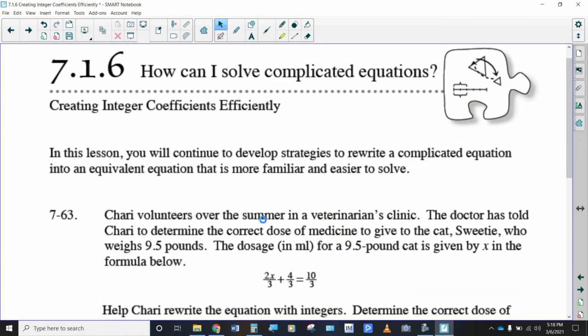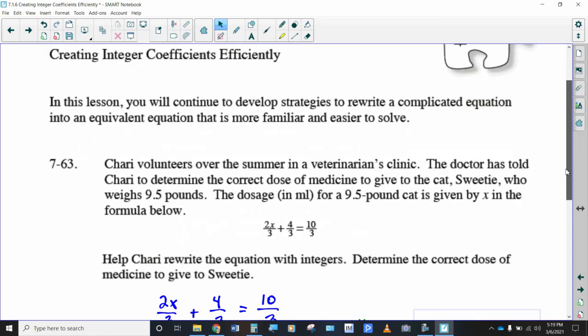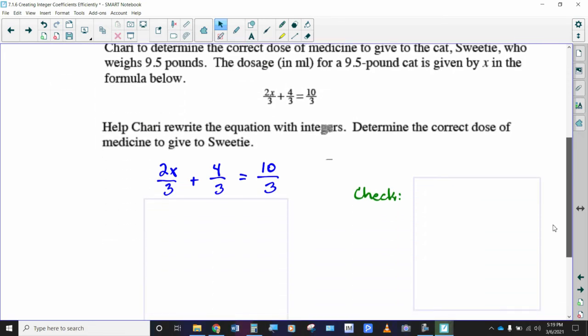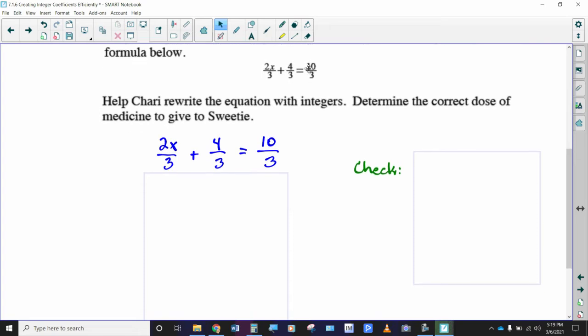Sherry volunteers over the summer in a veterinarian's clinic. The doctor has told Sherry to determine the correct dose of medicine to give the cat Sweetie, who weighs 9.5 pounds. The dosage for a 9.5 pound cat is given by x in the formula below. Okay, so 2x over 3 plus 4 over 3 equals 10 over 3. So we need to help her rewrite this with integers so that she can figure out what x is more easily. So what we need to do is copy down this equation.